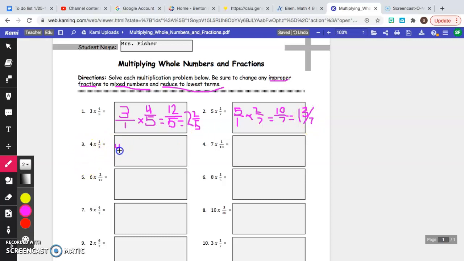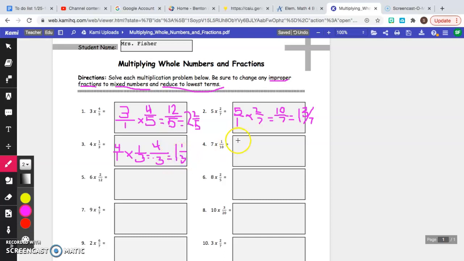All right, let's go here. 4 over 1 times 1/3. Again, 4 times 1 is 4. 1 times 3 is 3. So the numerator is bigger than my denominator. So I have to ask myself, 4 divided by 3. How many times can 3 go into 4? I know once. And then 1 is going to be left over. So it would be 1 and 1/3.